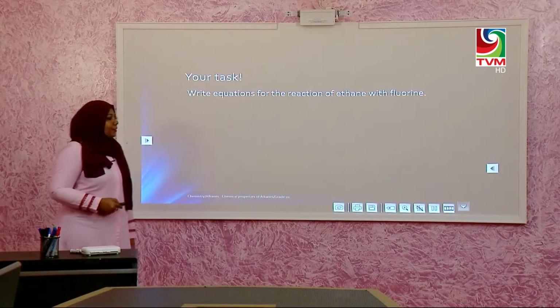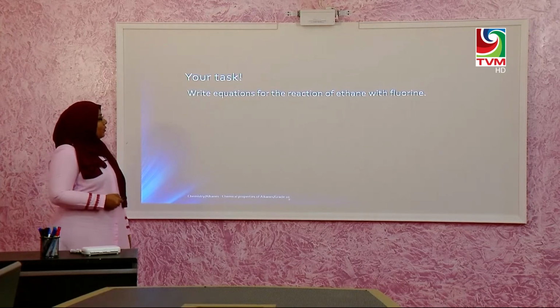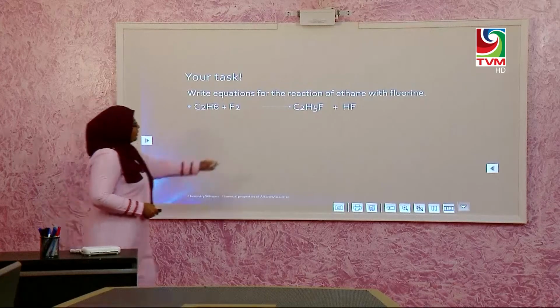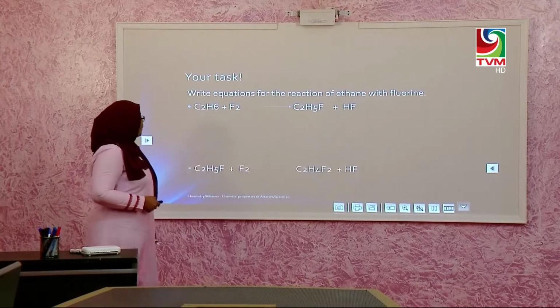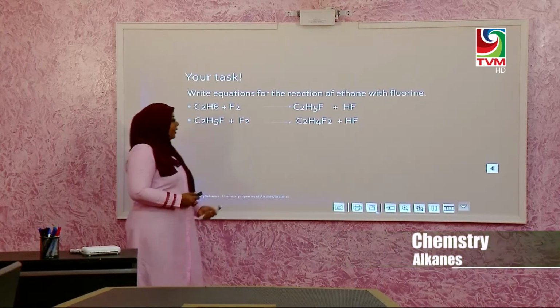Okay, now you can try this. Ethane, how many of you remember the formula? C2H6, fluorine, F2. Now one of the hydrogens will be replaced by a fluorine atom, so C2H5F plus hydrogen fluoride, that is HF. Now this product can further react with fluorine to form C2H4F2 plus HF. So what is happening every time? One hydrogen is reduced by 1 and fluorine gets added by 1, right?